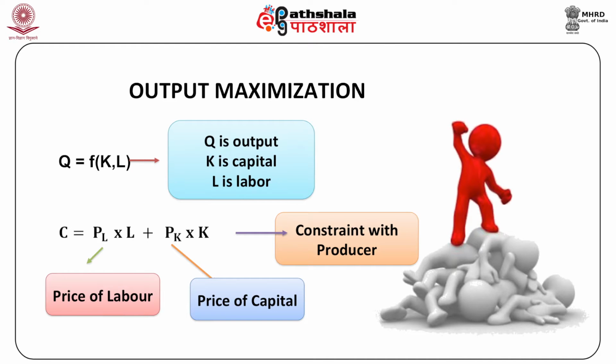Now we will be discussing output maximization. Let the output Q be a function of two factors of production, labor L and capital K. That is, Q is a function of K and L, which is represented by equation number 8, where Q is the output, K is the capital, and L is labor. Assume C is the total resources available with the producer, which may be used to employ capital and labor. Therefore, the constraint with the producer is C is equal to PL into L plus PK into K, where PL is the price of labor and PK is the price of capital.